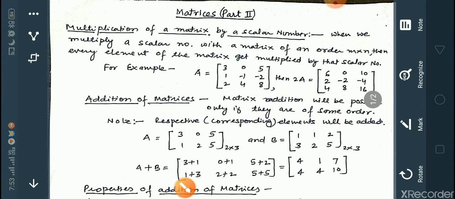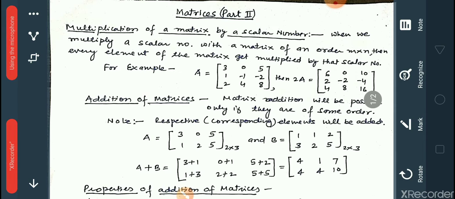Have an example. A is equal to the matrix 3 1 2, 0 minus 1 4, 5 minus 2 8. Then we wish to find 2A, as its definition says that every element will be multiplied by the scalar. If we multiply the scalar by the matrix, then it will be 6 2 4, 0 minus 2 8, 10 minus 4 16. I think you understand multiplication of a matrix by a scalar number.